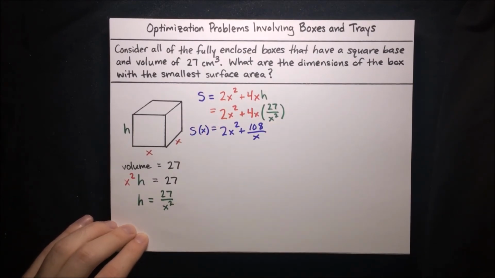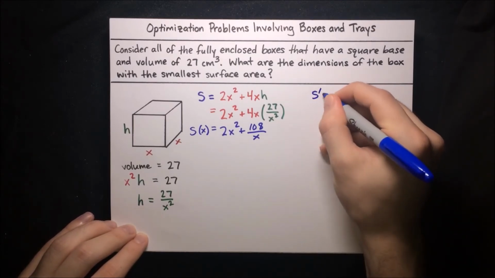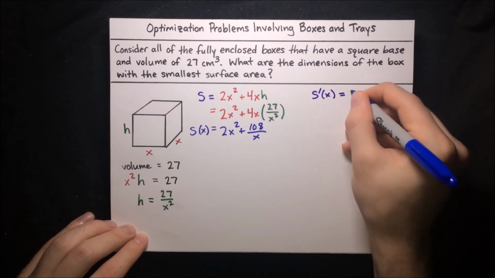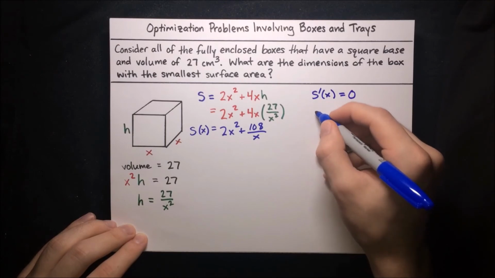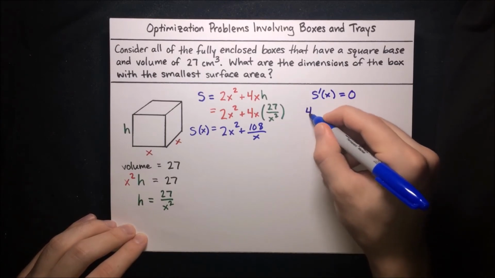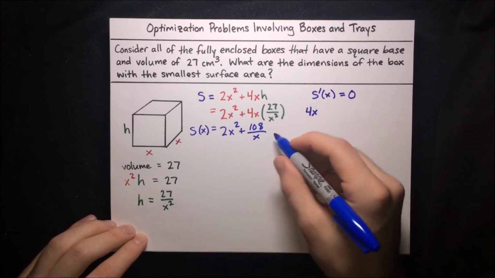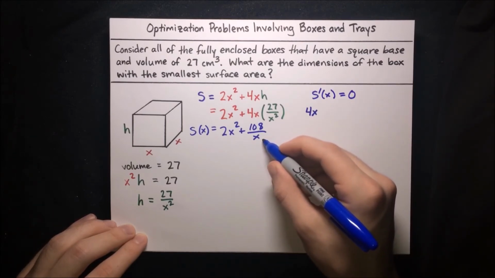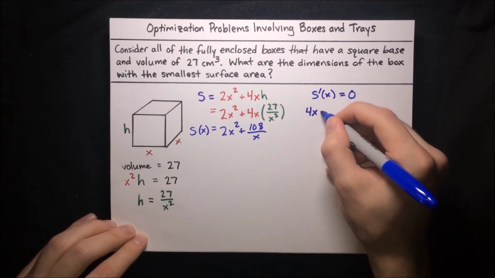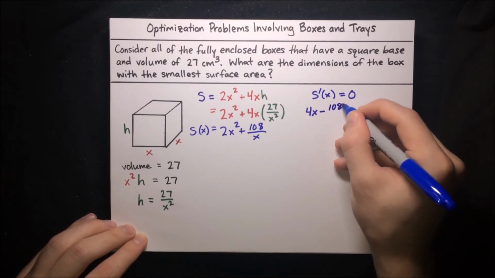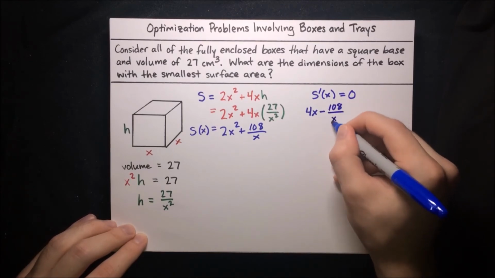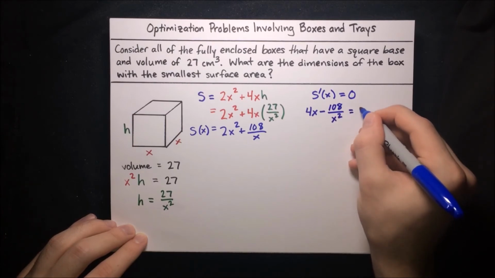Now we want to optimize this function, which means we want to find the stationary points. So set S prime, the derivative, equal to 0 and solve. So differentiating 2x squared, apply the power rule, 2 times 2x makes 4x. And then 108 over x is like 108 times x to the power of negative 1. Bring down that power of negative 1, so negative 1 times 108. Then decrease that exponent by 1, so x to the negative 2, which means over x squared. So that has to be equal to 0.